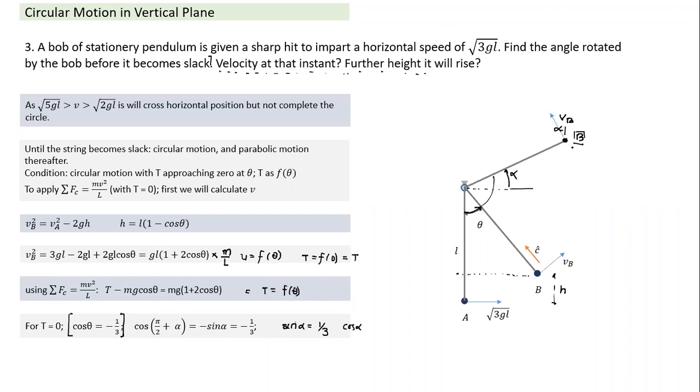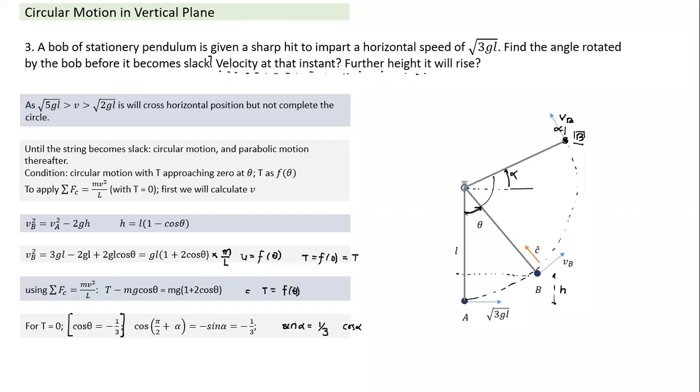What kind of motion? So until this point, how has it moved? This particle has moved like this. It has moved in a circular path of radius L. So here the tension kept on reducing. Tension has become 0 at this point. And we have calculated this angle theta. We have calculated this angle alpha also.